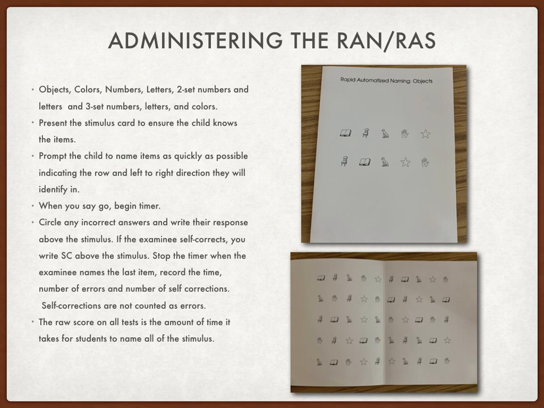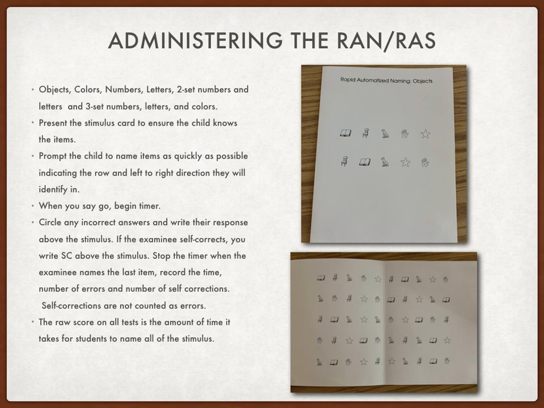Then you prompt the child to name items as quickly as possible, indicating the row and left to right direction they will follow in. The stimulus card opens up kind of like a book to see the rows that the students have to identify. That is shown in the picture below.